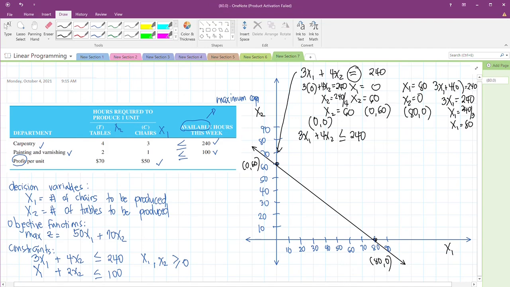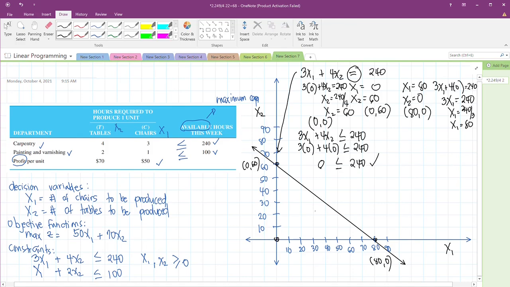Which side does this origin belong to? Is this origin included in the inequality or not? Okay? So, 3 times 0 plus 4 times 0 is less than or equal to 240? Since 0 is less than 240, is this true or false? True. Okay? Since 0 is less than 240.